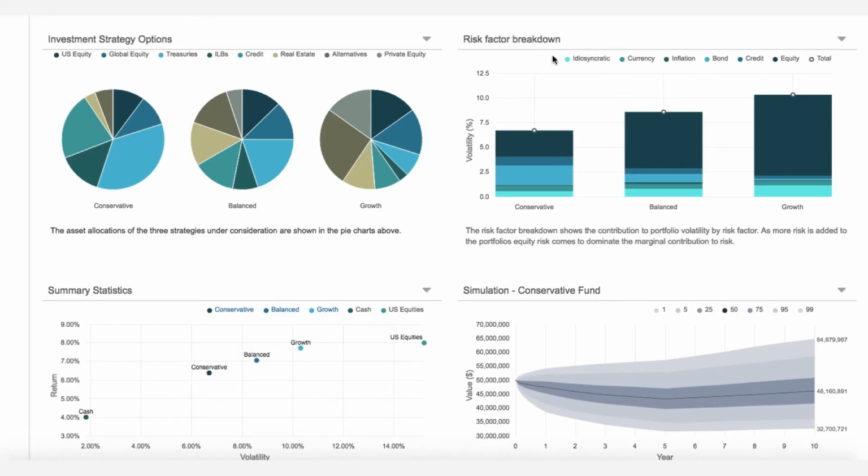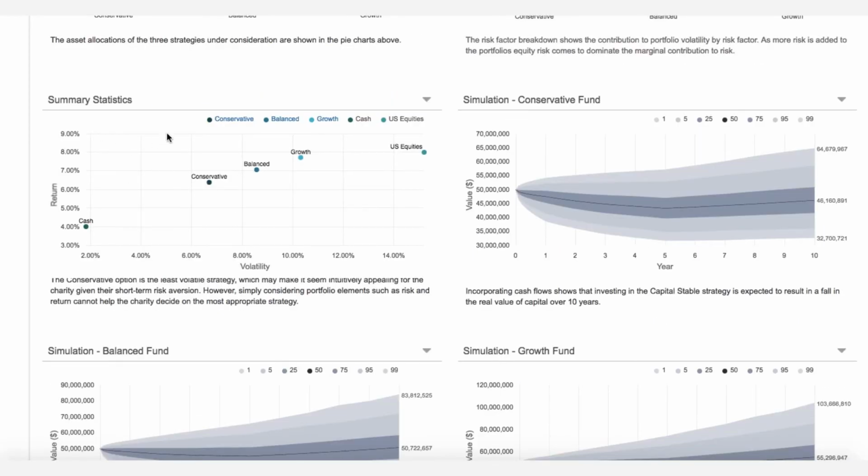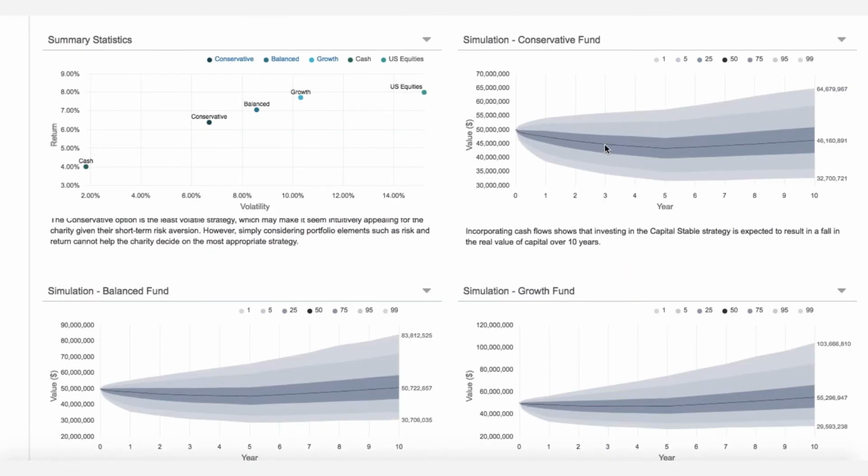Now in the risk factor breakdown chart that you see, we can begin to look at the contribution to portfolio volatility by risk factor across those 3 strategies that the team is reviewing. You can obviously see that as we increase the risk, the equity risk becomes the dominating contributor. Moving along to the summary statistics charts. In this summary, we can clearly see that the conservative model is the least volatile. And while that seems great, given the charity's short-term risk aversion, how does that really help them decide which strategy to go with? Now, back to those cash flows.